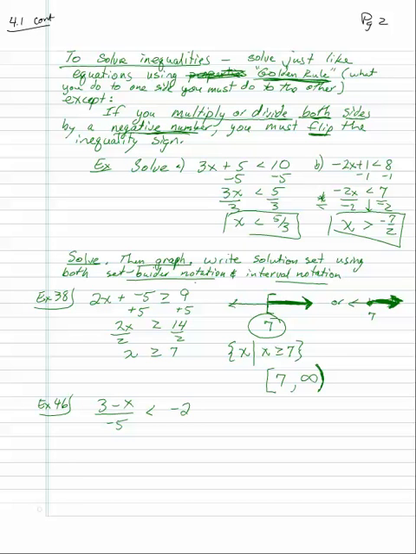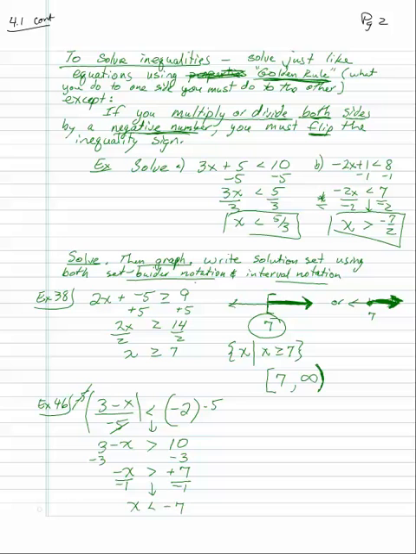Alright, let's look at 46 here. Our first step is we're going to multiply both sides by -5 to cancel that fraction. And then you've got to remember, the exception to our golden rule is when you multiply both sides by a negative number, you have to flip this inequality. Then we're going to subtract 3. So negative x is greater than positive 7. And then to solve, divide by -1. Now here again, we have to flip the inequality back.